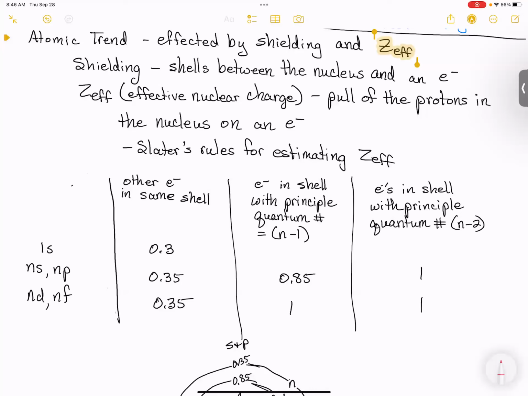Now, the further away from the nucleus the electrons reside, again, that shielding effect becomes more and more prominent. And so electrons in a shell with principal quantum number equal to n-1, if it's in an S or P, it's going to have an effect of 0.85, whereas if it's in a D or an F, it's going to automatically have an impact of 1. If there is more than one shell in between, then you're going to get into this column.